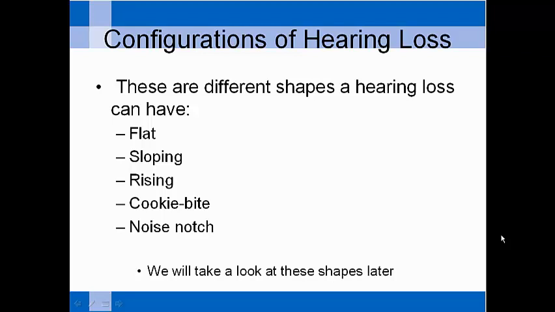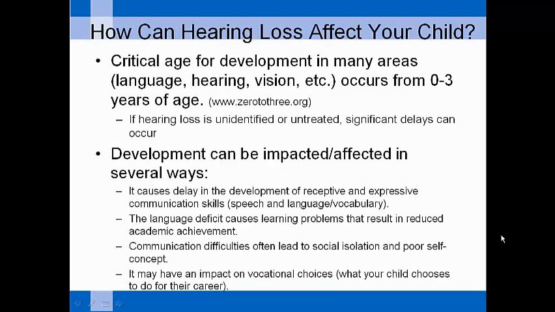What a noise notch hearing loss is, oftentimes we'll see normal hearing, and then at a very specific range of higher pitches, the hearing will drop down to a hearing loss, and it can be any degree, but then recover in the very highest pitches we test. So it looks like a check mark almost. And again, we'll take a look at those later.